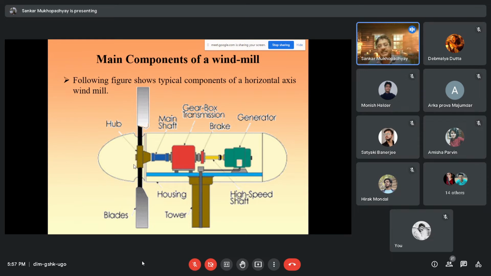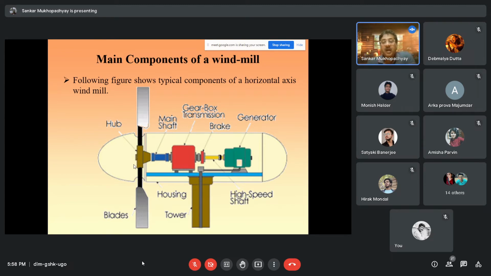You see that there is a vertical tower, and there is a housing. The housing has housed the wind blades, and the hub is at the central location. From the hub there is a connection, the main shaft. The main shaft is connected to a gearbox transmission. There is a braking system, and ultimately it is connected to the gear.